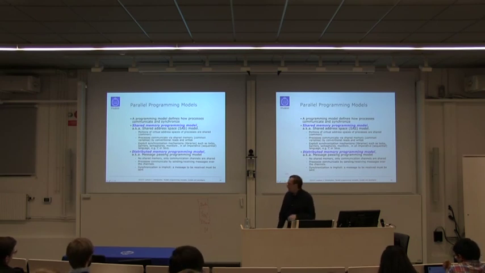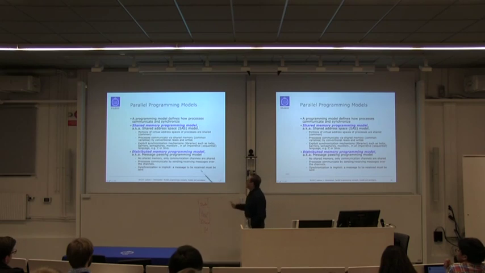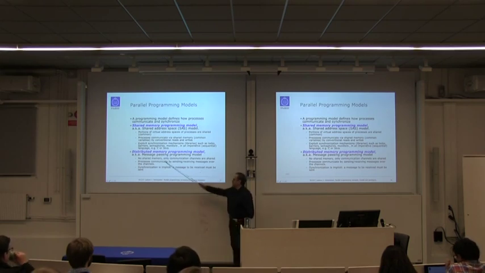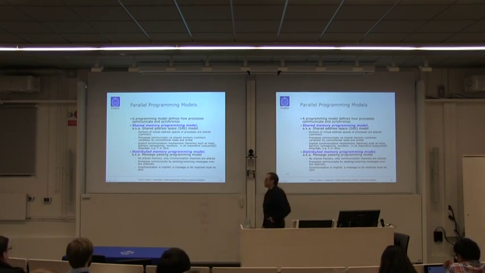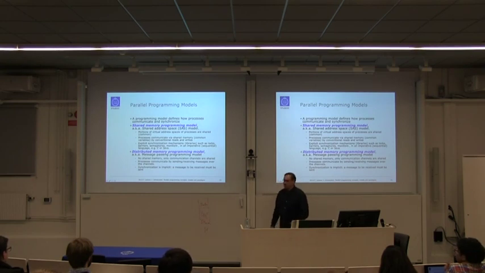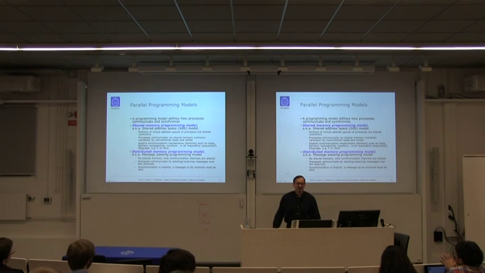Another family of parallel programming models is the so-called distributed memory programming models, or message passing, where there is no shared memory. Therefore, processes interact by sending messages to each other. Otherwise, you implement higher-level, more abstract mechanisms such as remote method invocation or remote procedure calling on top of message passing.